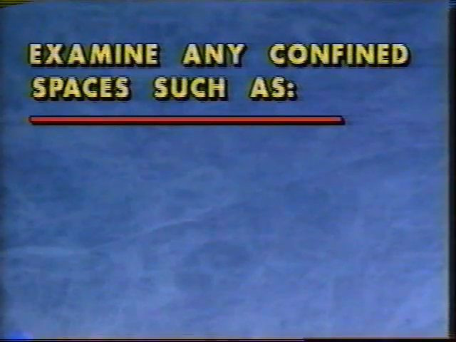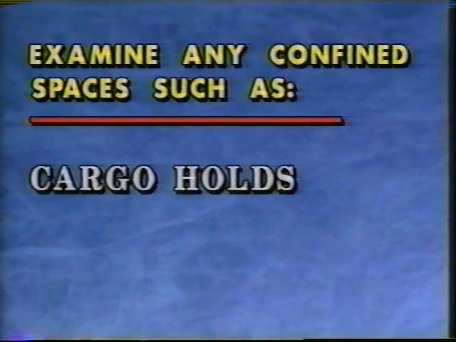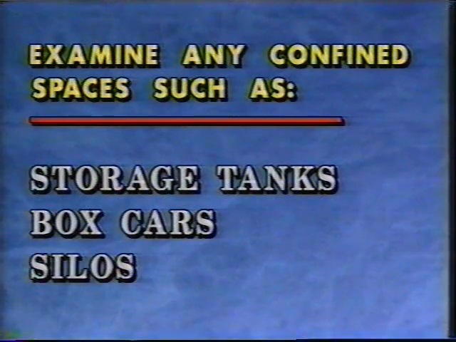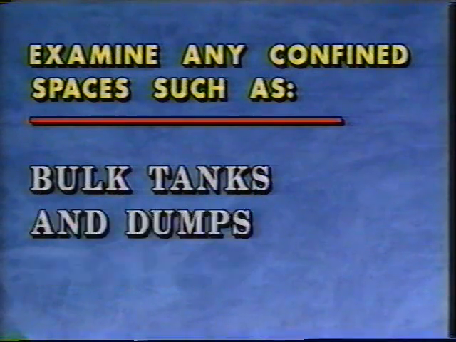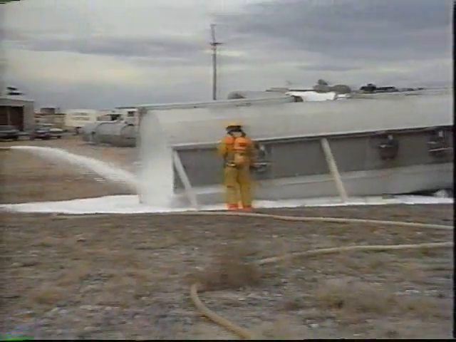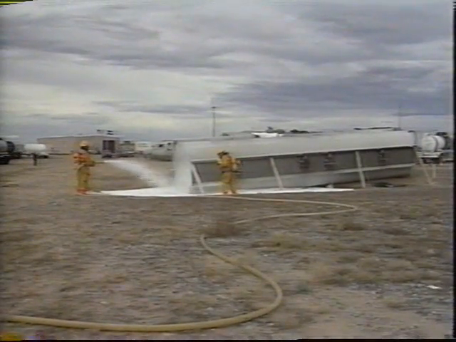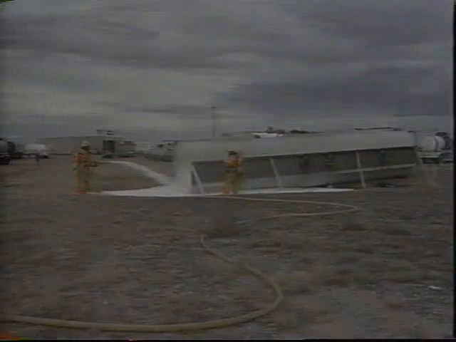Examine any confined spaces, such as cargo holds, mine shafts, silos, storage tanks, boxcars, buildings, bulk tanks, and dumps where chemical exposures capable of causing acute health effects are likely to accumulate. Low-lying areas such as hollows and trenches are also suspect. Monitor these spaces for IDLH and other dangerous conditions.